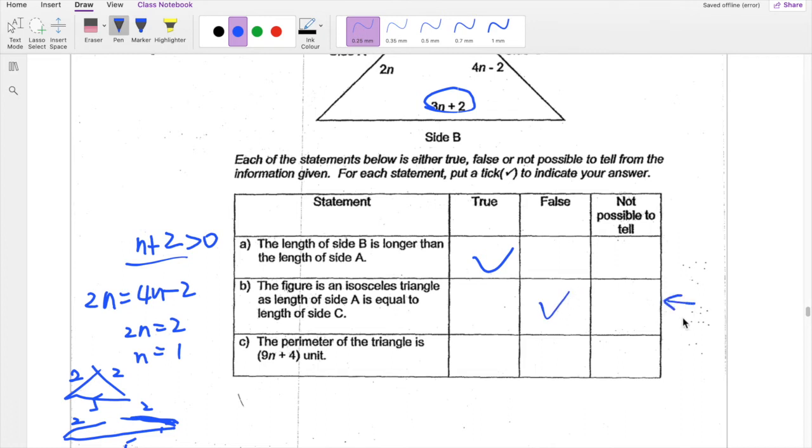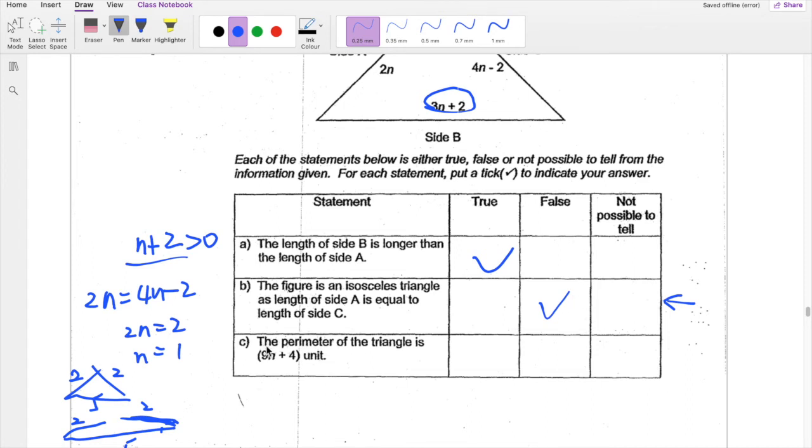Well, for this one, when I check the answer given by the paper, it says not possible to tell. But actually, I think the answer should be false. Because if it's isosceles, then we get n equal to 1. Then the three sides are 2, 2, 5, which cannot be true because they cannot form a triangle. So this should be false.